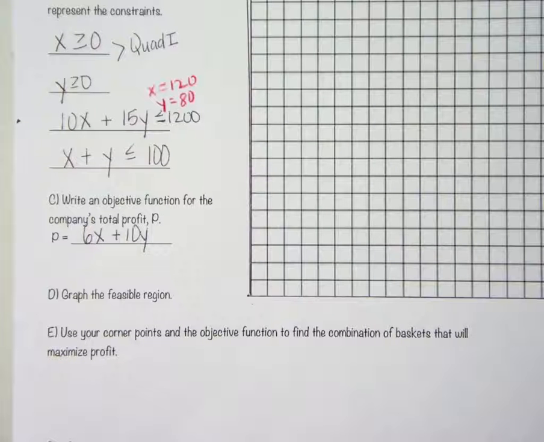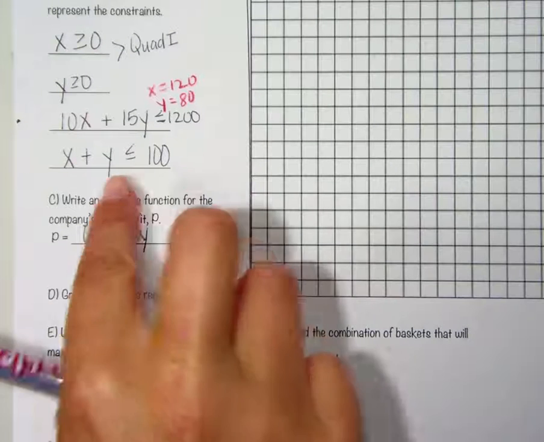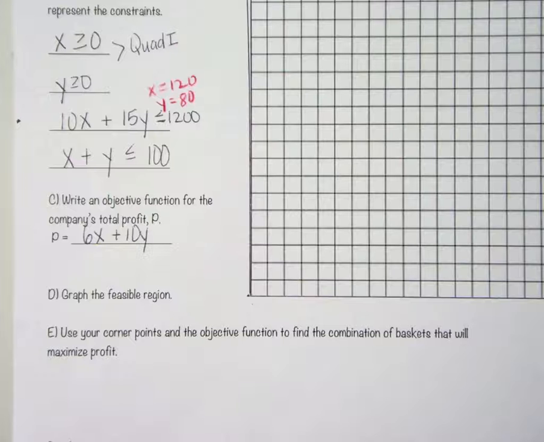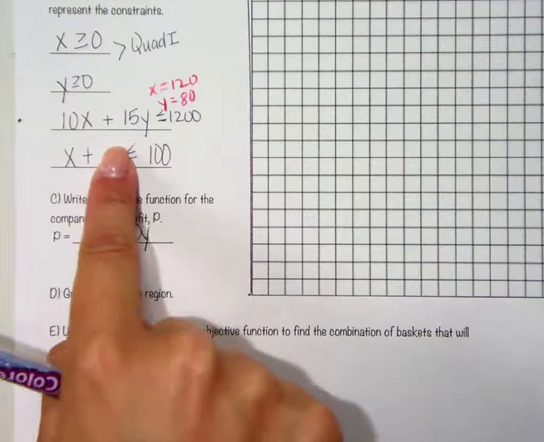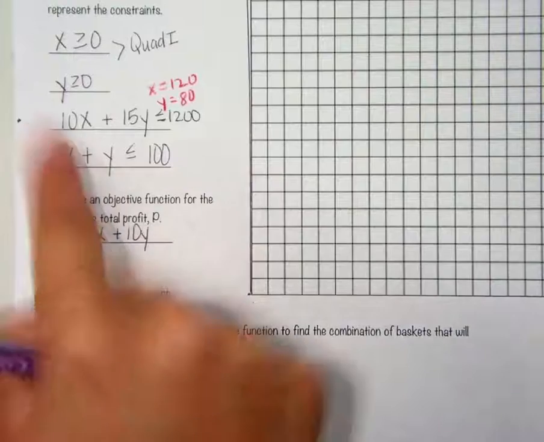Okay, the next one's kind of easy. What are both the x and y intercepts on this one? 100, yeah. There's no coefficient, so cover up 1, x is 100. Over here, y is 100.